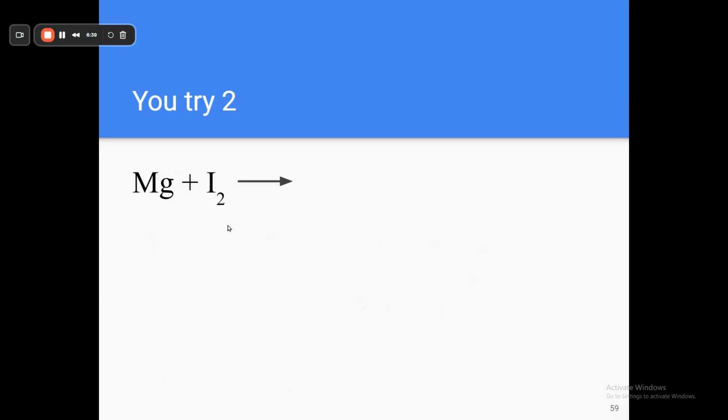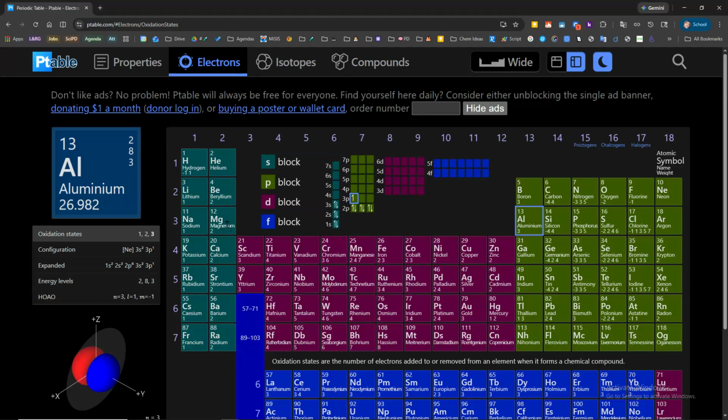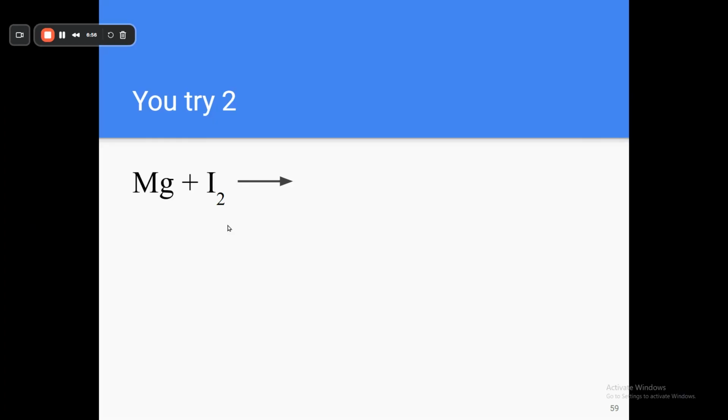All right, I'll go through one more. Here you have magnesium and iodine. Magnesium is in what column? It is in the second column, number 12. So magnesium has 2 electrons, therefore it will lose them and become a 2 plus. Iodine, just like chlorine and bromine and fluorine, is in the 7th column. So iodine will gain 1 electron and become a 1 minus.